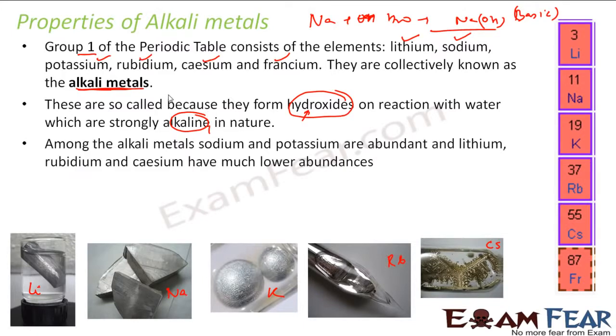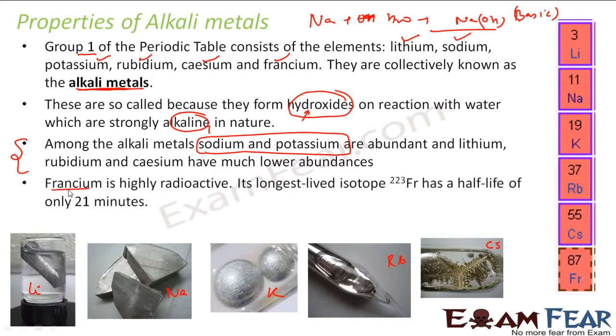And if we talk about the abundance, sodium and potassium are most abundant. We'll discuss this in the next slides, where we have a separate slide for the abundance of these alkali metals. And as I told, francium is highly radioactive, and the longest-lived isotope, francium-223, has a half-life of only 21 minutes.